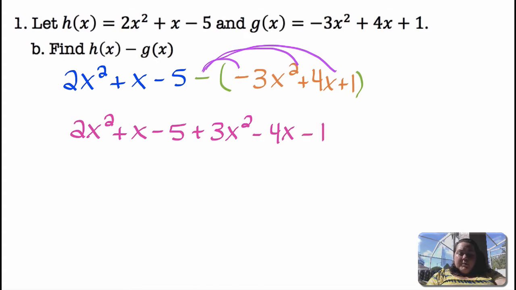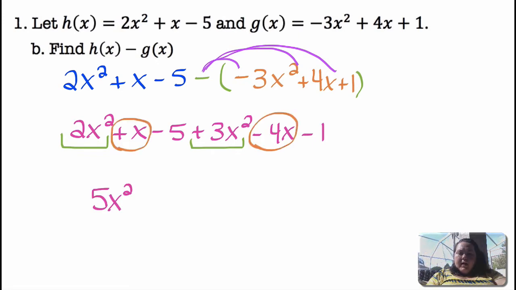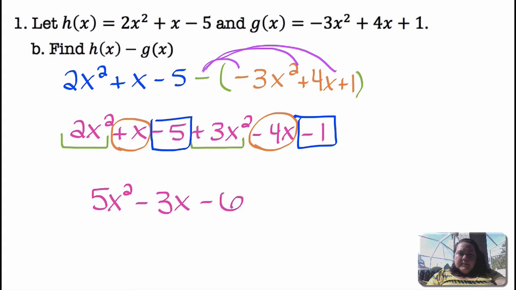Now I'm going to combine like terms. So x squareds with x squareds, x's with x's, constants with constants. So 2x squared plus 3x squared would give me 5x squared. 1x minus 4x would give me a negative 3x. And negative 5 minus 1 would give me negative 6.